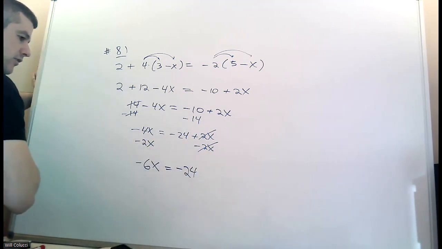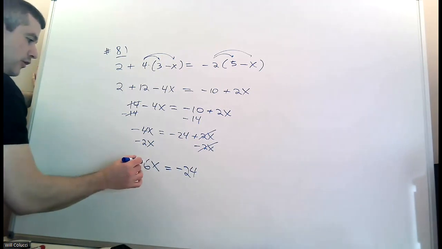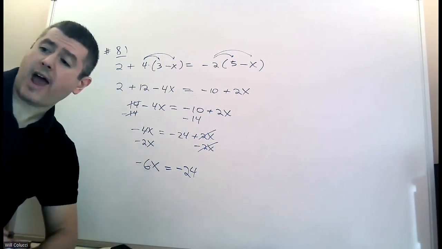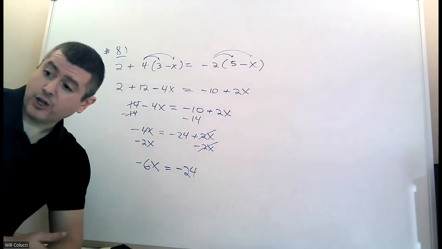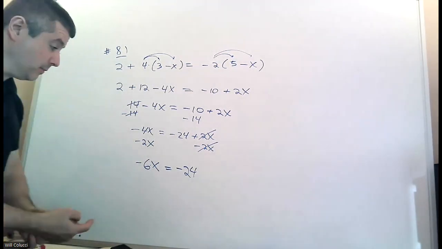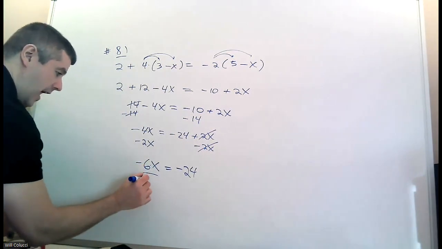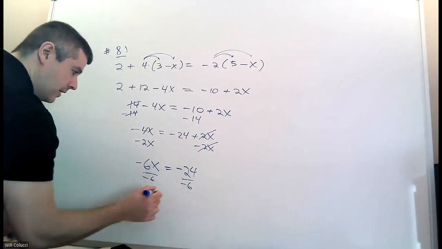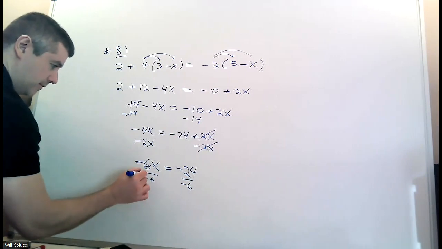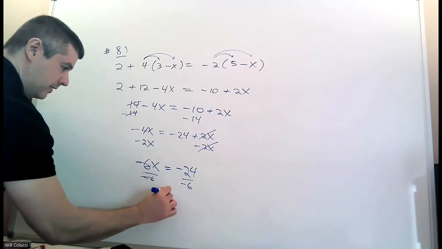There's a reason I did this. I want you to see that you can deal with the negatives. It's okay. If you want, you never, ever have to put the letter on the right. You can always put it on the left. It's just sometimes it makes a negative here. And negatives are a little more annoying to deal with. Now I have to divide by negative 6. So that's going to cross these out and leave me with x.